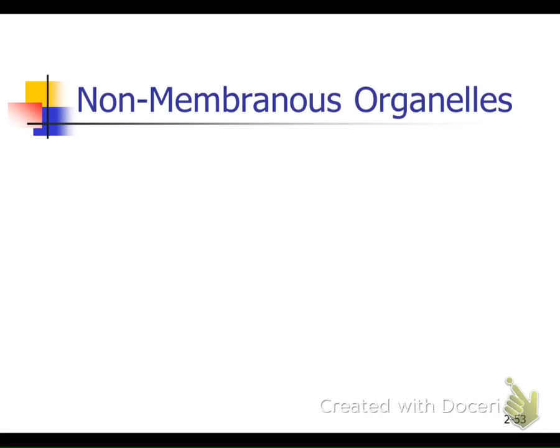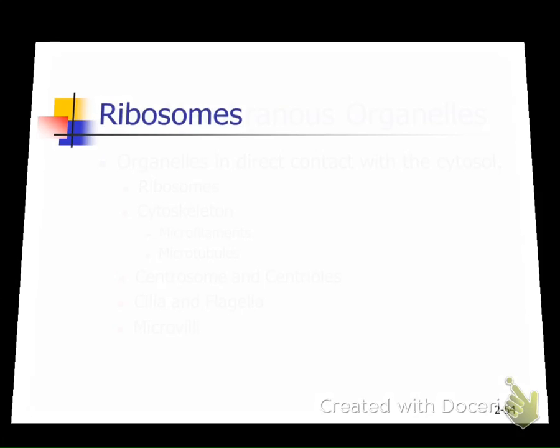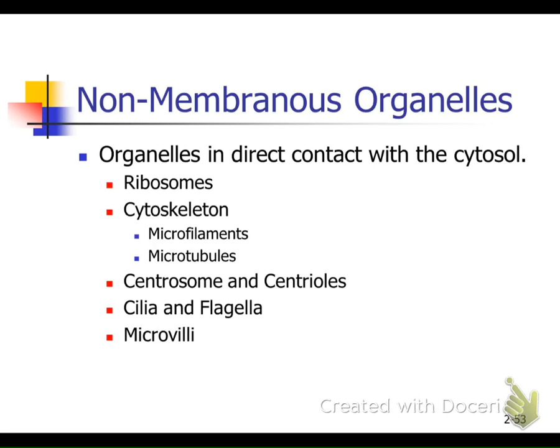Let's go through the last few organelles. These are the non-membranous organelles. They do not have a membrane associated with them. They're going to include things like the ribosomes. They don't have a membrane around them. It's going to include the cytoskeletal proteins. It's going to include the centrosome and the centrioles, the cilia, the flagella, and finally the microvilli. And we'll learn what each of these is doing for cells that have them.